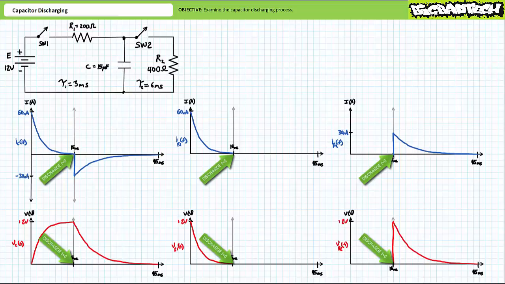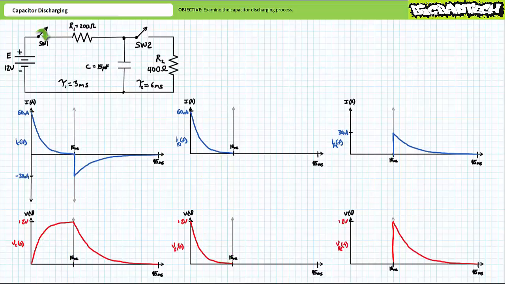If you want to, you can add a secondary vertical axis to remind yourself of the switchover. This means any time values we calculated during our analysis of the discharge process must be referenced from this 15 millisecond start point. The charge process is characterized as switch 1 being closed and switch 2 remaining open from t equals 0 to 15 milliseconds, and the discharge process is characterized as switch 1 being open and switch 2 being closed from t equals 15 to 45 milliseconds.